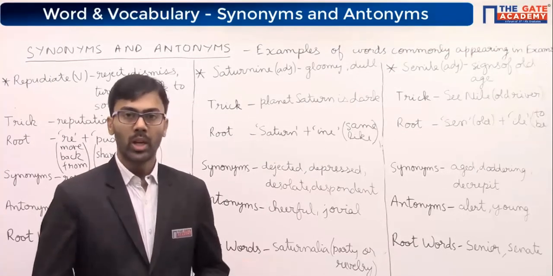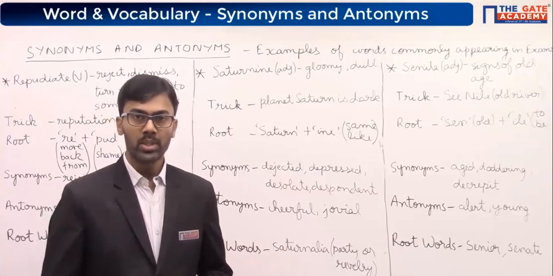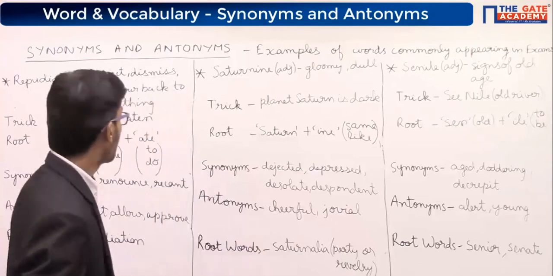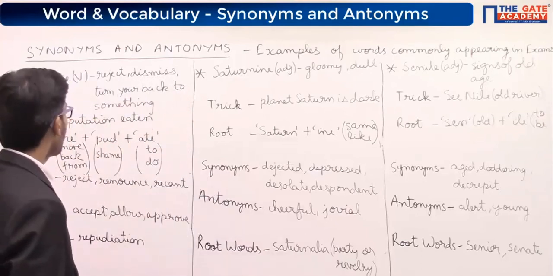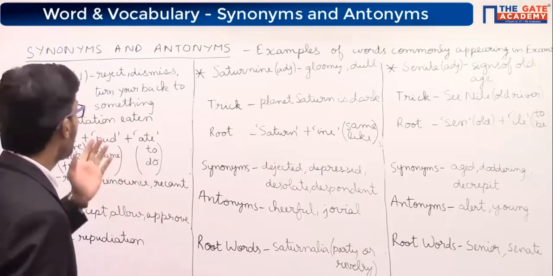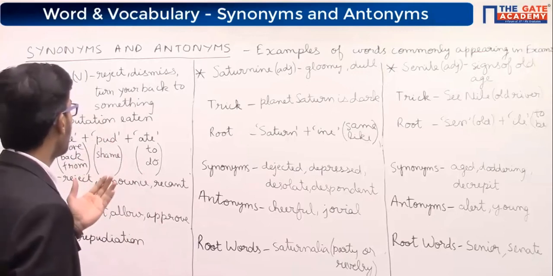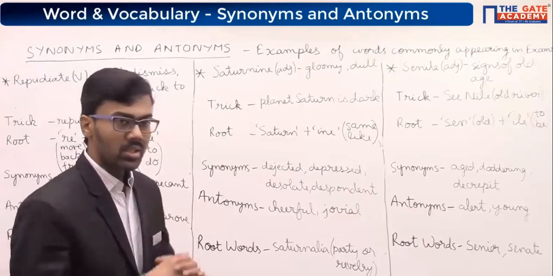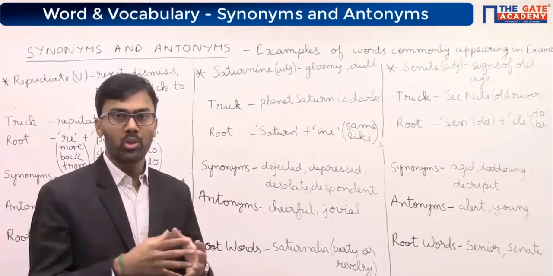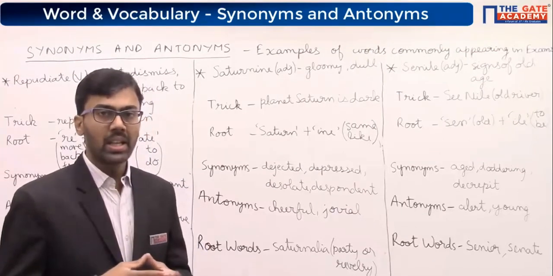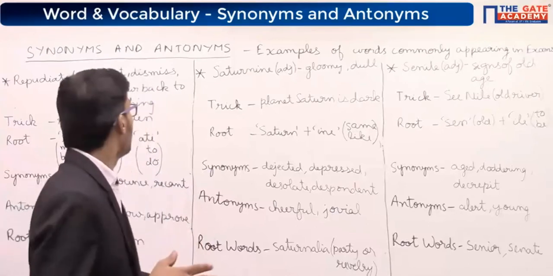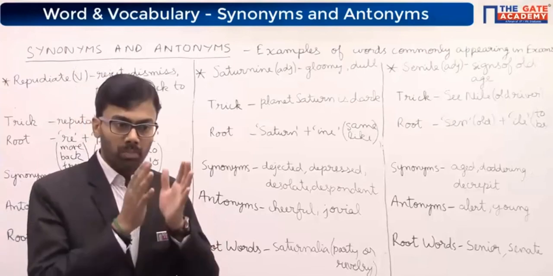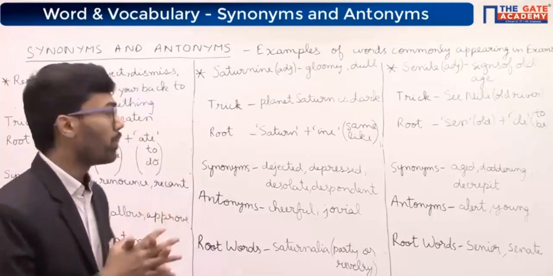So now we come to some more important examples through which we understand synonyms and antonyms. The first one is repudiate, which is a verb. Now, repudiate means to reject or dismiss or turn your back to something. That is, when there is something that is unacceptable to someone or a group of people and they completely disapprove of it, they completely reject it, dismiss it, then that action is called to repudiate.